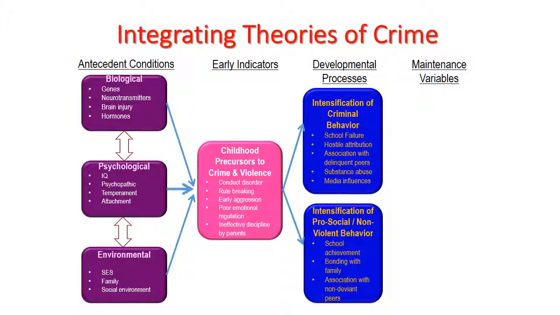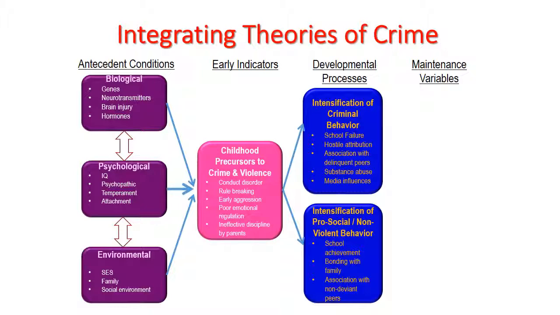Now, some of these factors that could contribute towards the intensification of criminal behaviors, which we have looked at earlier as well, are things like school failure. If you remember, academic performance and the ability to do well in school is negatively correlated with deviant behaviors. Hostile attribution, that is thinking that people in the world or around them are persecuting them or against them, are not treating them fairly. Association with delinquent peers who are likely to amplify delinquent traits that they may already have, substance abuse, and finally also the influence of media, especially through the process of modeling.